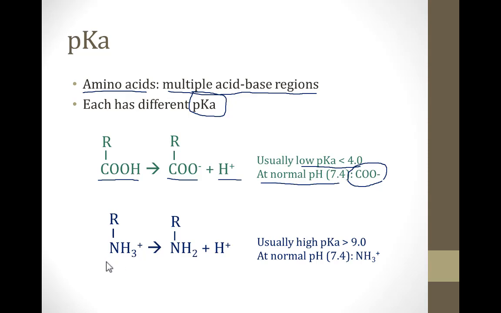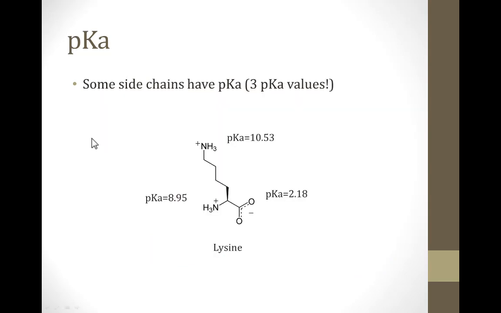The amine groups, on the other hand, have an R attached to an NH3 plus group, which can dissociate into an NH2 group plus a hydrogen atom. These usually have a high pKa greater than 9 or so, and so at normal plasma pH of 7.4, you will be more likely to find them in the NH3 plus form. To make amino acids even more complicated, sometimes the side chain has a pKa. This means the amino acid will have 3 different pKa values.